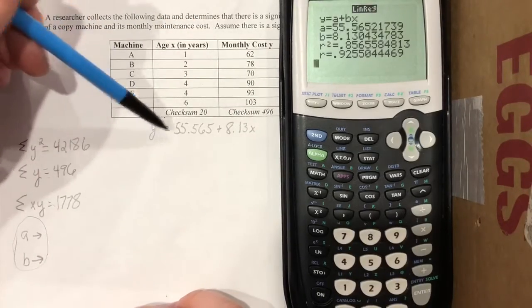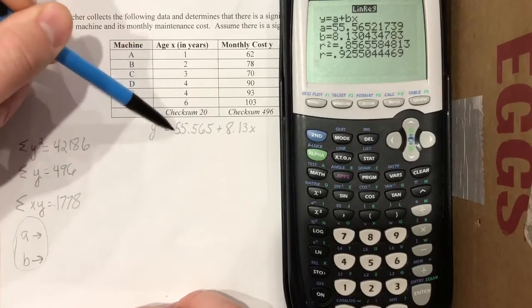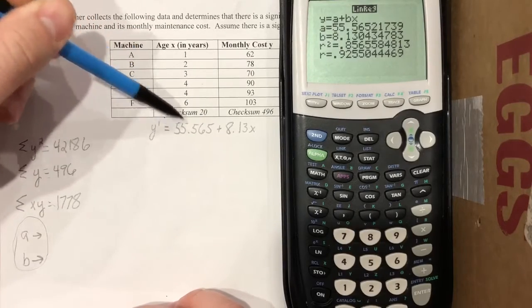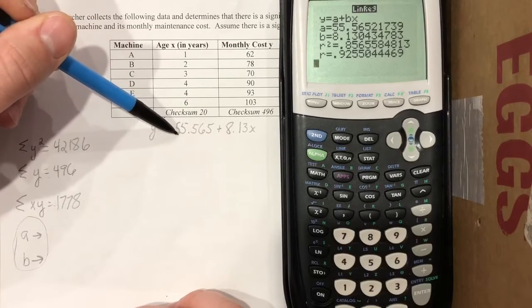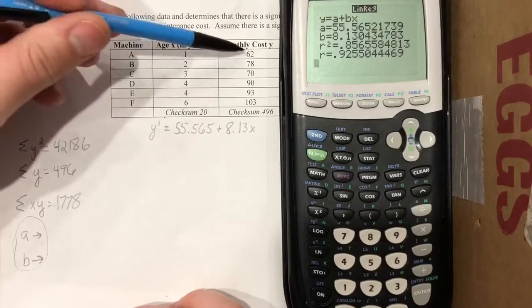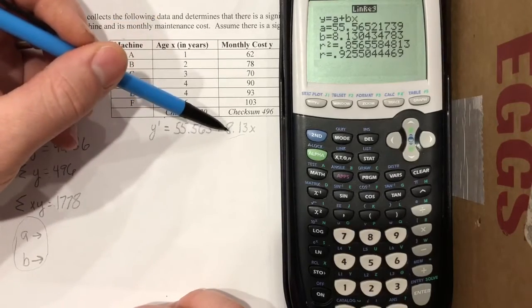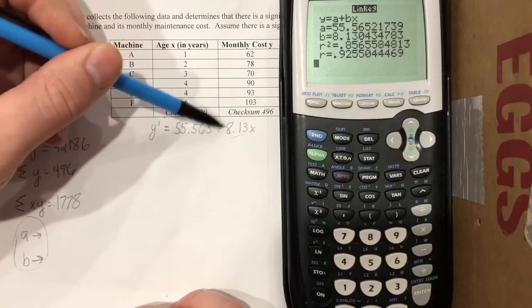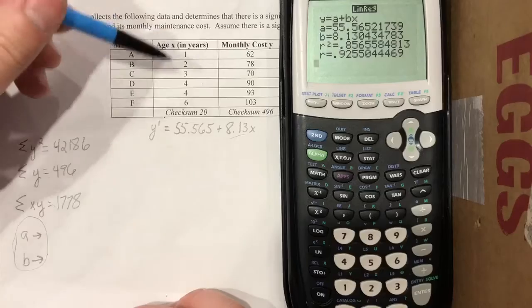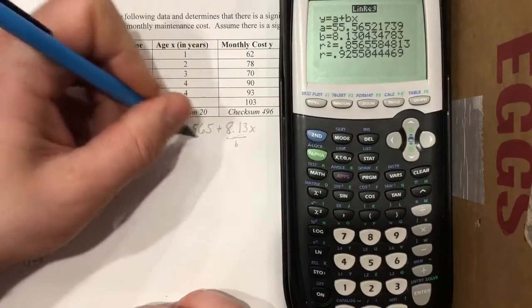Now keep in mind what this actually means. This is basically a y-intercept of 55. That means for a machine that's brand new, you'd only have to spend about $55 a month to maintain it. And what the 8 is telling you is that after every year that goes by, it's going to cost you $8 more. So the 8 is your b value and the 55 is your a value.